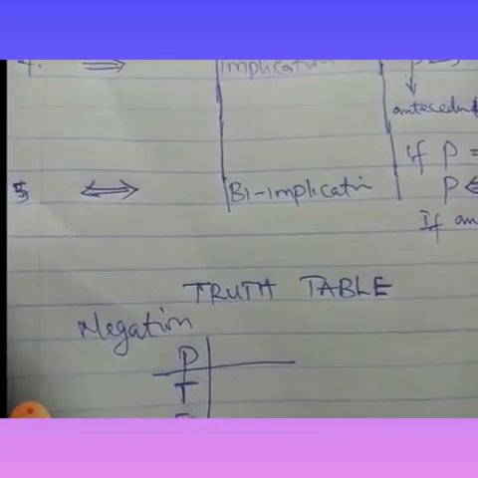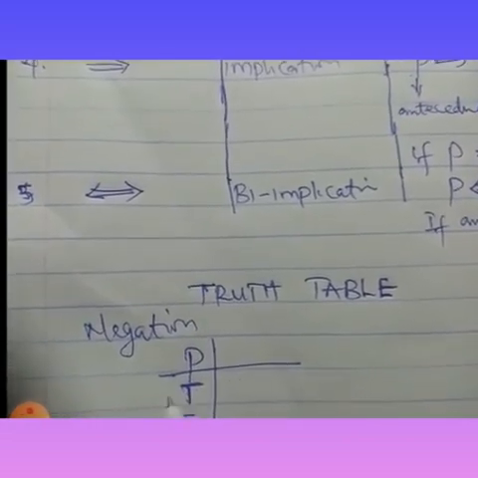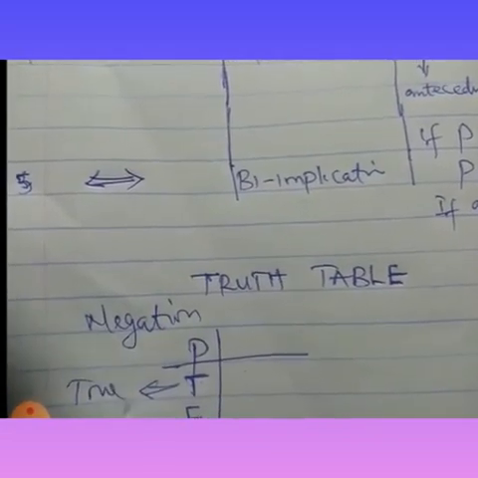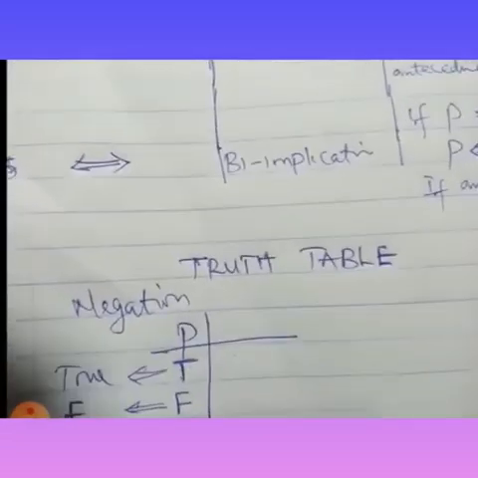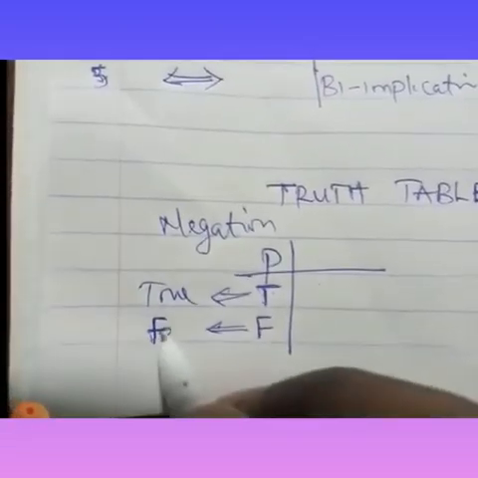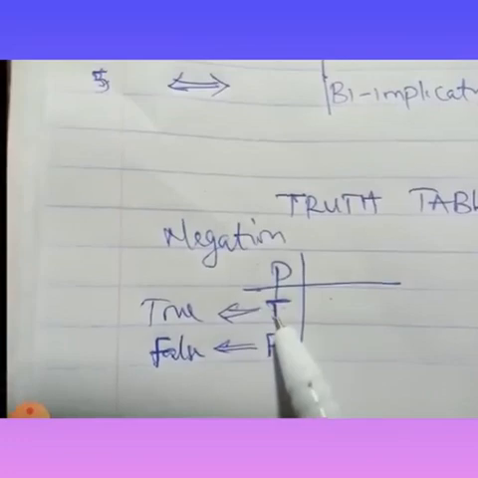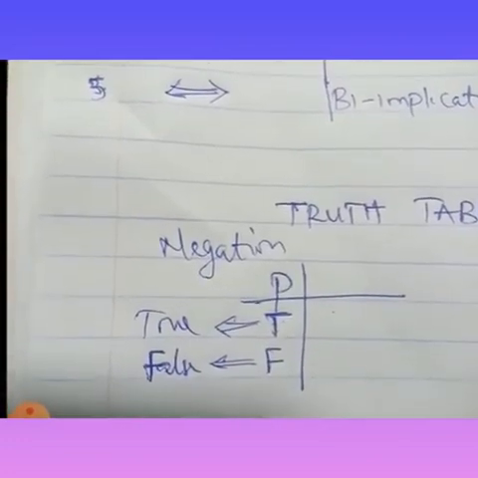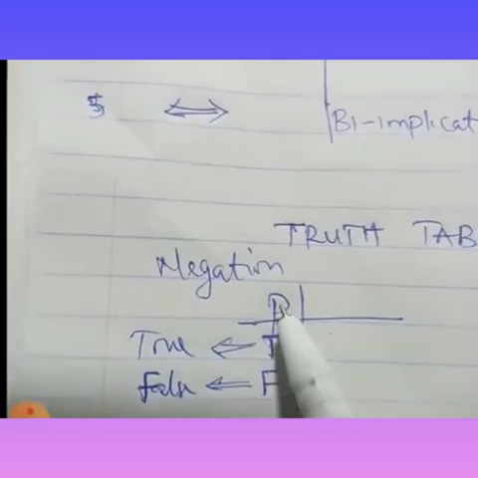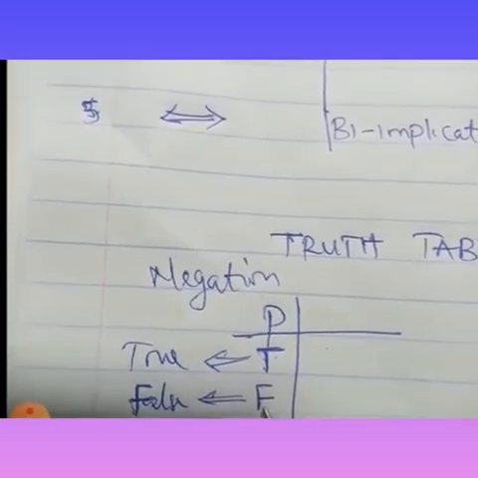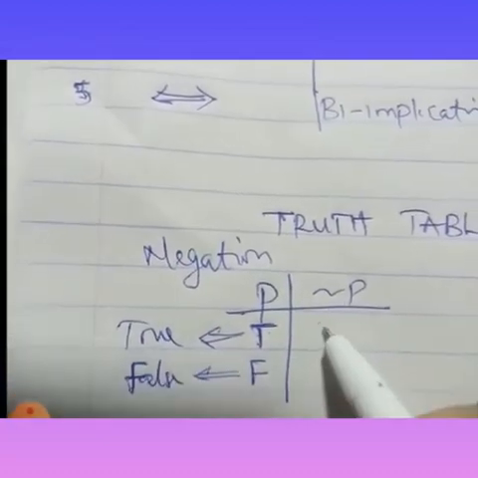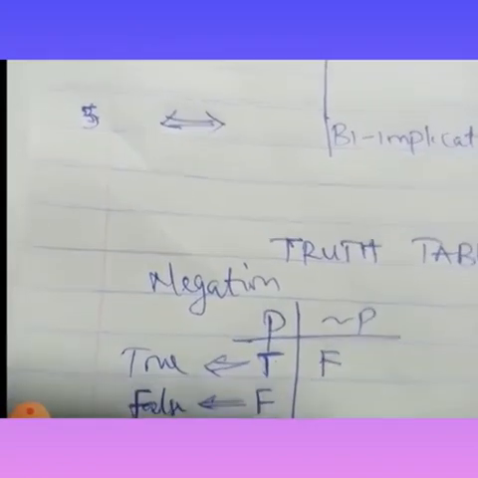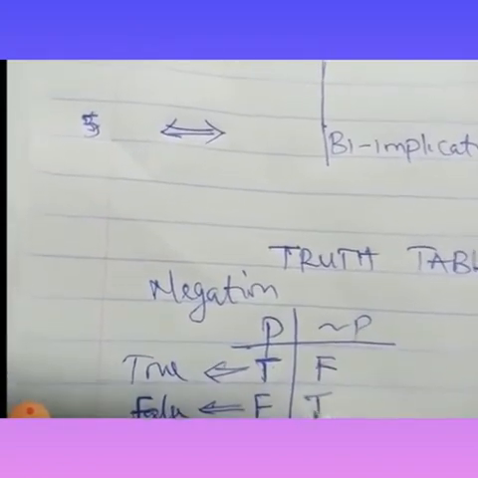So, of course, we know that T represents true, then F represents false. So the truth value of true is T, while the truth value of false is F. So if we have a statement, it can either be true or false. So for the negation of P, if it is true here, that means the negation will be false. If it is false, the negation will be true.